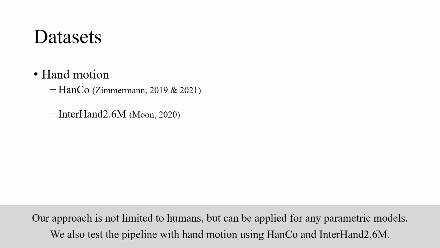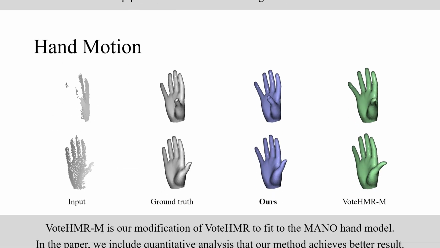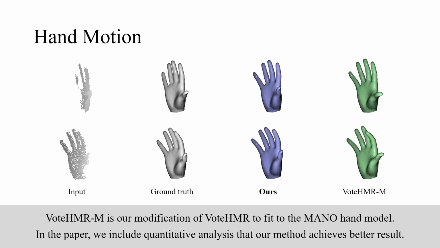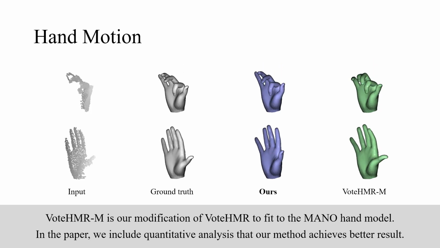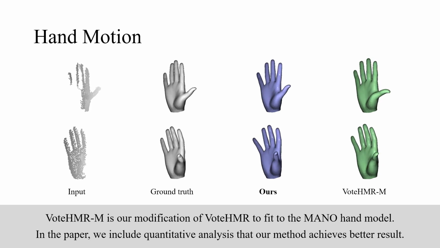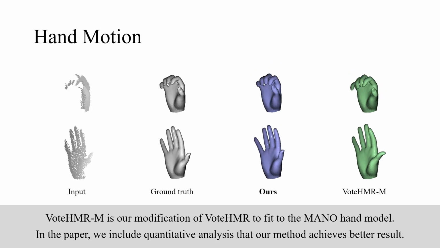Our approach is not limited to humans, but can be applied to any parametric models. We also test the pipeline with hand motion using HanCo and InterHand. Vol HMR-M is our modification of Vol HMR to fit the mono hand model. In the paper, we include quantitative analysis that our method achieves better results.